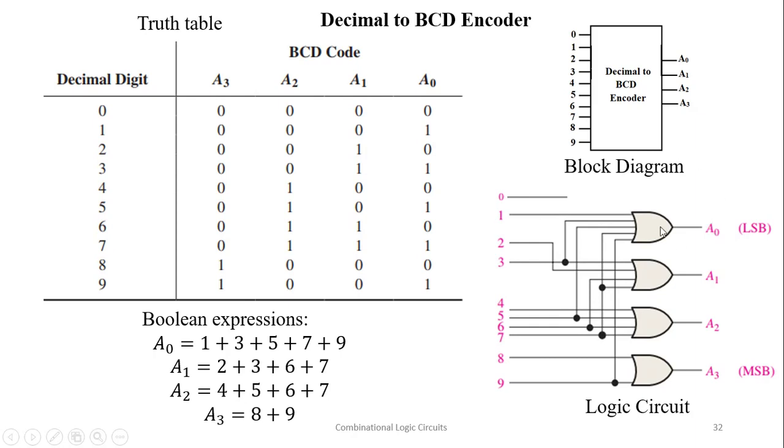For A0 we have 1, 3, 5, 7 and 9, so these are the 5 inputs. For A1 we have 2, 3, 6 and 7. For A2 we have 4, 5, 6 and 7, and for A3 we have only 8 and 9. This is A3, the MSB of the BCD code, and this is the LSB of the BCD code. So this is the decimal to BCD encoder.